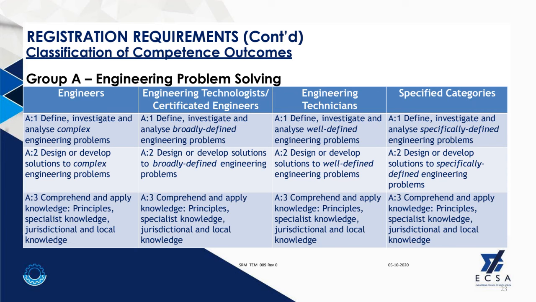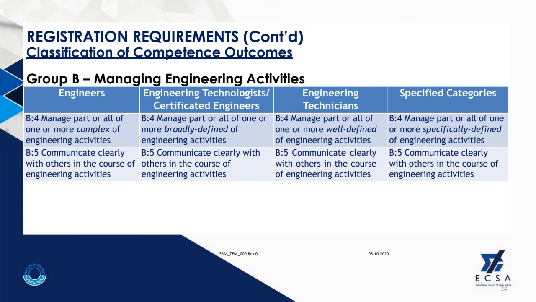Moving further to Group B, it is now in terms of the managing of engineering activities. There are only two outcomes there. You see the number continues. Group B is 4, 5, 6. Outcome 4 is managing part or all of one or more level descriptor engineering activities. So in this one, how do you manage yourself? How do you manage the work that you are doing in terms of the engineering activities? That's simply what this is all about.